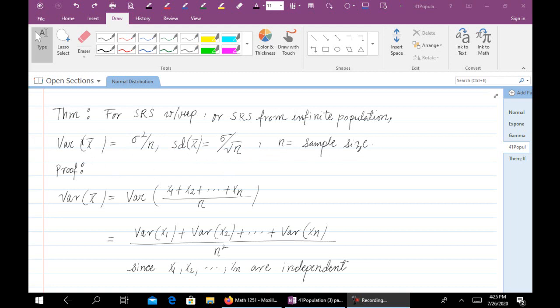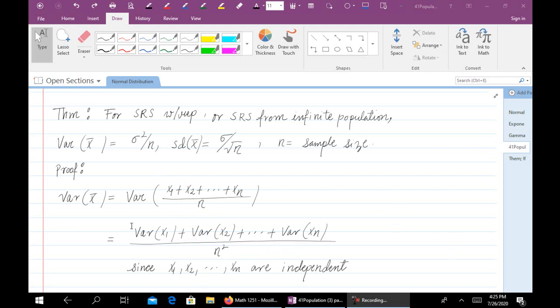So x bar is the sample mean. Let's prove this. The variance of x bar is the same as the variance of, so what is x bar? X bar is the sample mean, which means it's x1 plus x2 plus dot dot dot plus xn divided by n. Now, according to a formula that we have done before, this variance can be expressed as the variance of x1 plus the variance of x2 plus dot dot dot plus the variance of xn, divided by n squared.